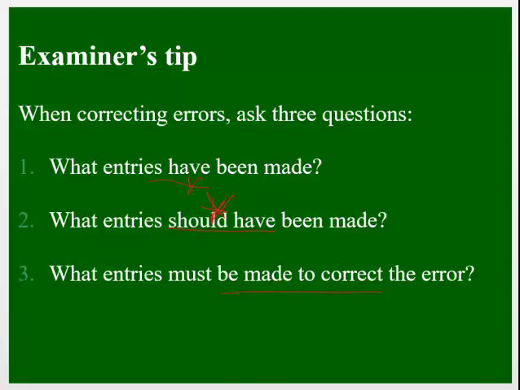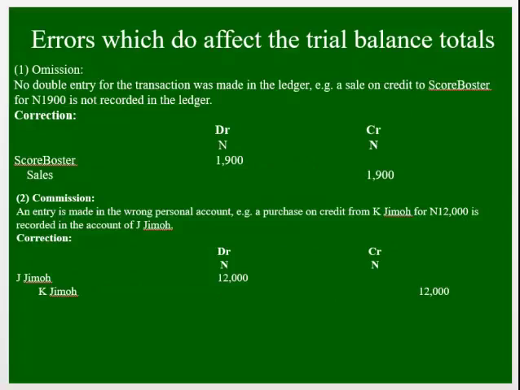Now let's take a little example of errors that do not affect the trial balance. We see how we correct them. Basically, as a summary, for all the errors that do not affect the trial balance, what we need to do is to do a journal entry. You journal entry it and you correct it. So I have a few of them here in the form of illustration.